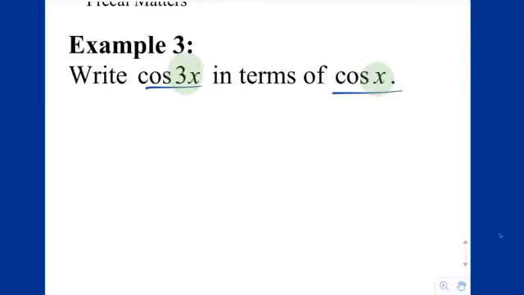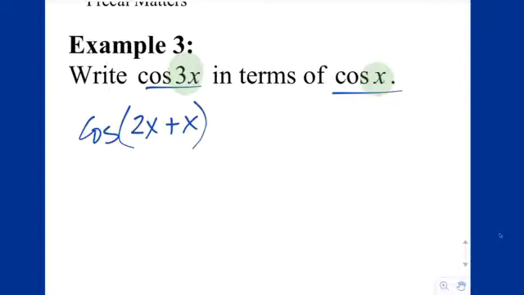So if I'm trying to write everything in terms of 1x, again, I do have to start with, there's not a triple angle identity that we memorized. So we can start with the composite identity. And we can write 3x as what? 2x plus 1x. Or x plus 2x. It doesn't matter.